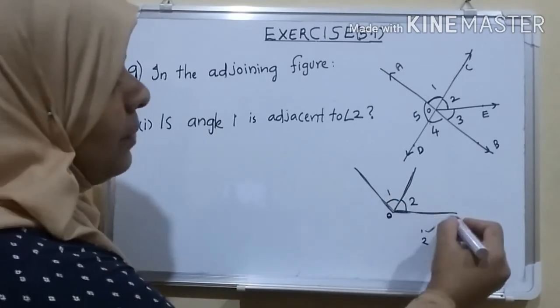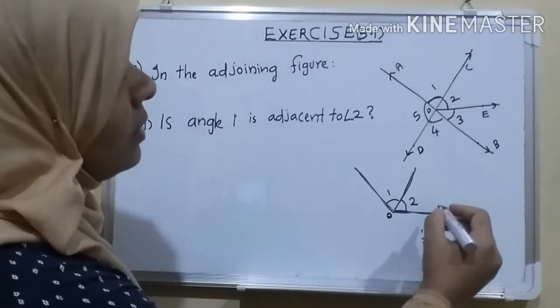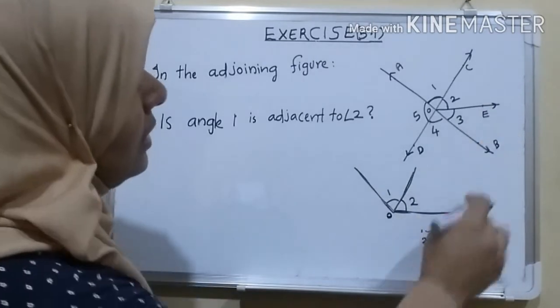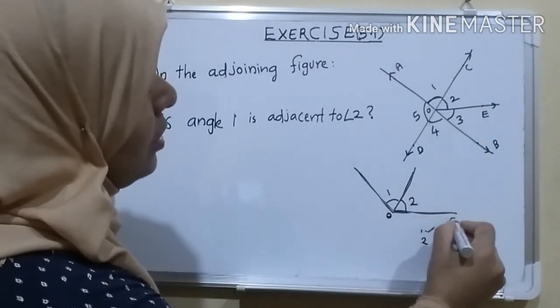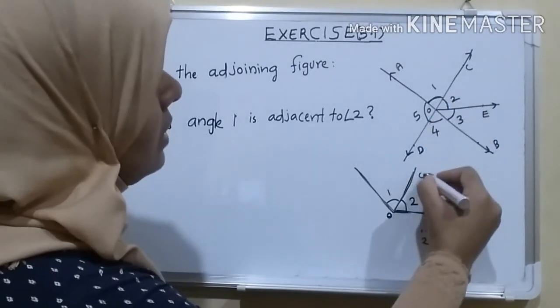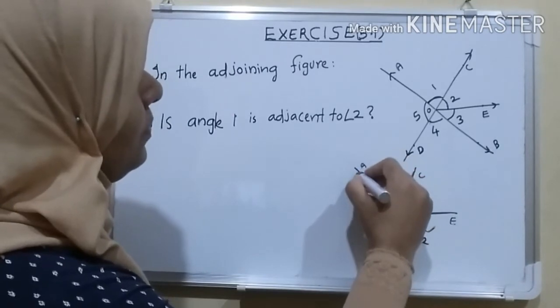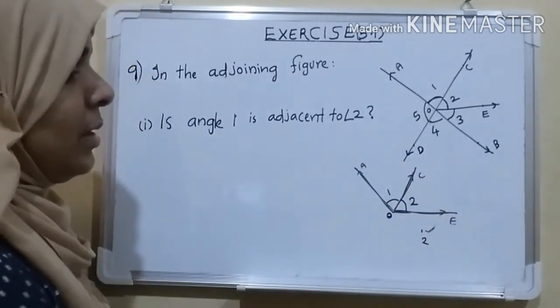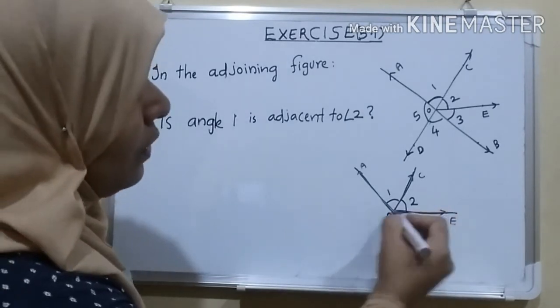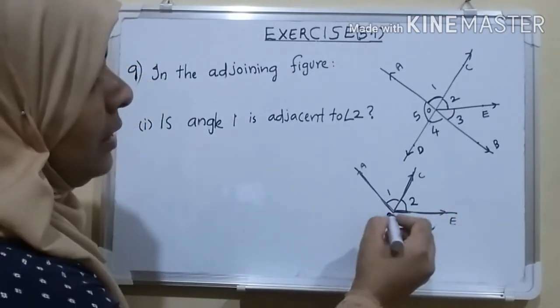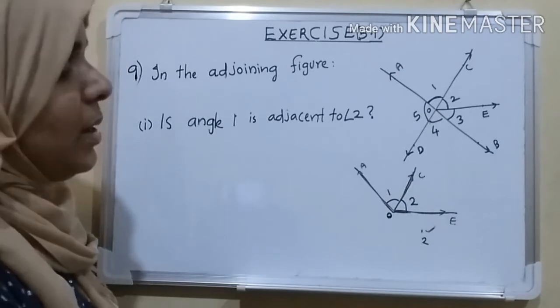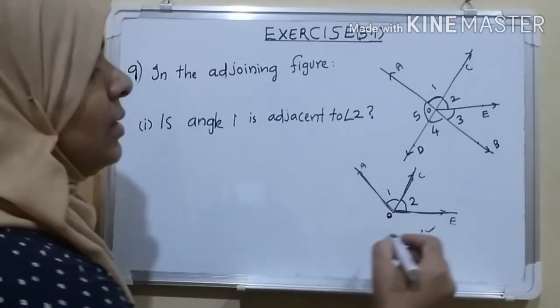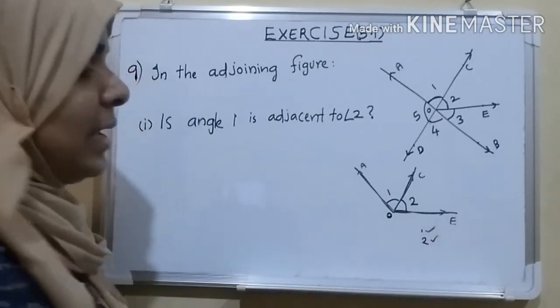Here, suppose this is OA. And what is E? The lines OE, OC and OA. Okay. So here, what is the common arm? Yes, OC is the common arm of these two angles. So the second condition is also satisfied.